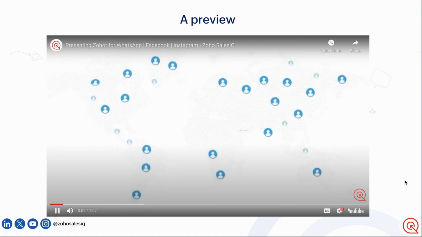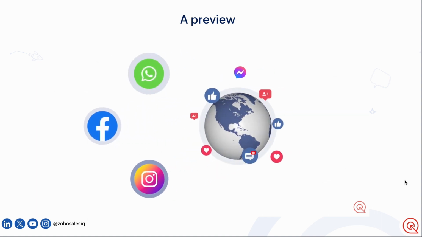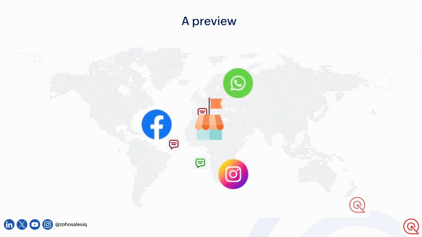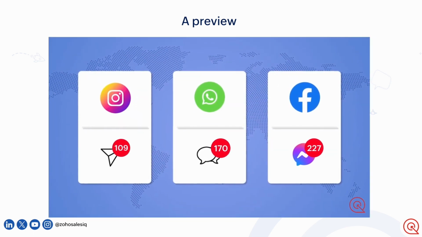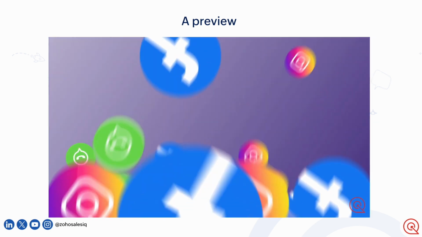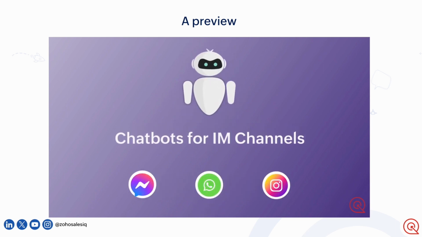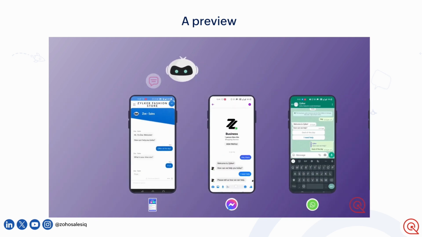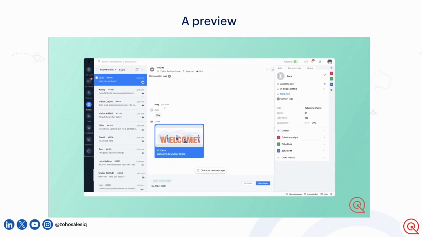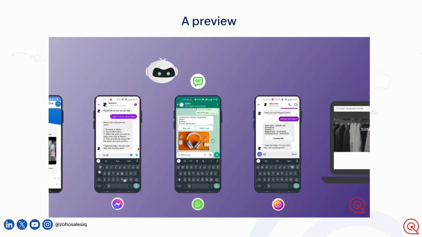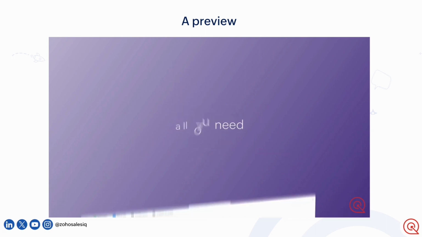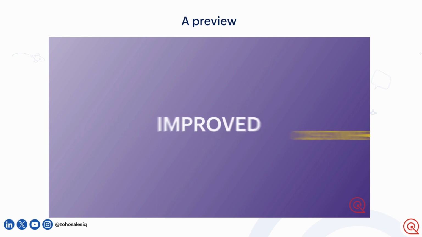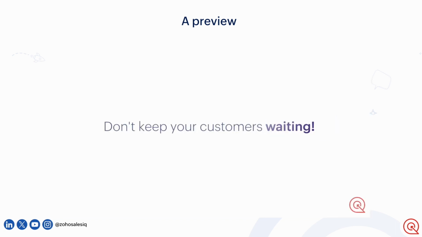People use instant messaging channels like Facebook, WhatsApp, and Instagram for constant communication, and so do businesses. When you have a business online, it might seem easy peasy to manage your customer queries at first, until one day there are 500 and then 5,000 requests across all the channels. That's where we come in. Introducing Zoho SalesIQ's chatbot, Zobot, for instant messaging channels, be it Facebook, WhatsApp, Instagram, your website, mobile, or your own business app. Zobot can take over all your chats across any channel, improving your marketing efforts, boosting sales, and providing exceptional customer support all at once. All you need is one chatbot for all your channels to give your customers a faster response time, 24/7 availability, and improved customer engagement for your business. Don't keep your customers waiting. Be where your customers are.